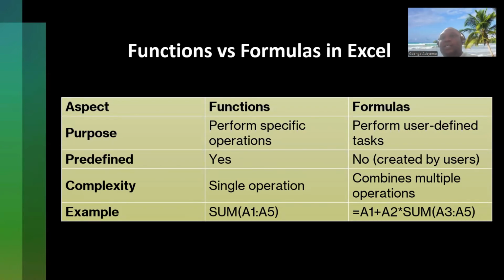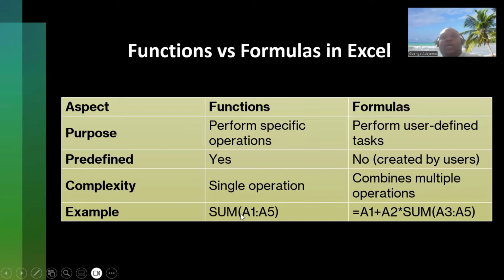Formula, on the other hand, I said earlier that they perform user-defined tasks, right? In terms of predefinition, yes, functions are predefined, but formulas are user-defined, right? In terms of complexity, functions perform a single operation, right? Average is for average. Sum is for summing up numbers, right? But for formulas, you can combine multiple operations, right? Take a look at the example we have here. We have sum open bracket A1 to A5.